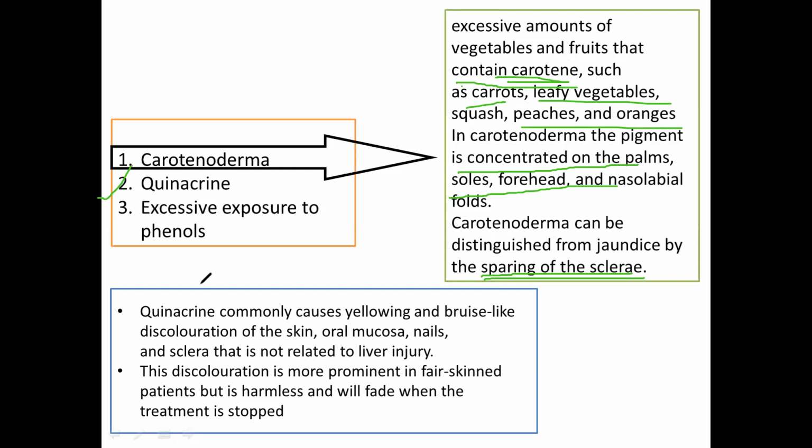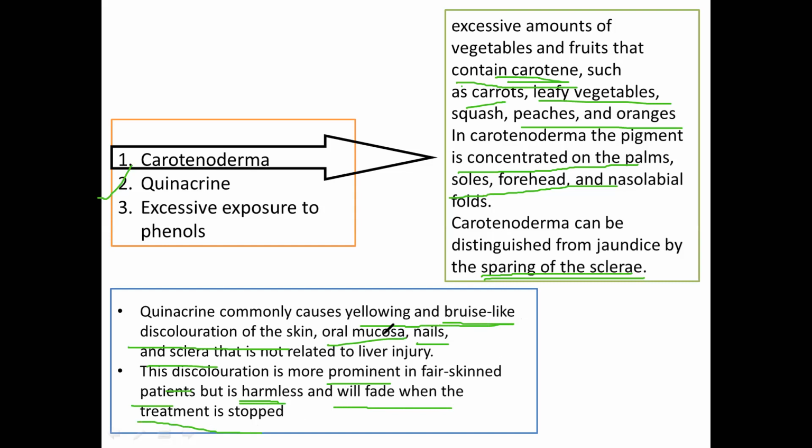Second one is quinacrine, which is an anti-malarial drug. It was used in earlier times, but now it is rarely used. Quinacrine usually causes yellowish and bruise-like discoloration of the skin, oral mucosa, nails, and sclera. This discoloration is more prominent in fair-skinned patients. It is usually harmless, and it will fade when the treatment is stopped.